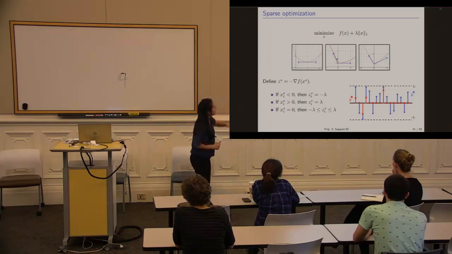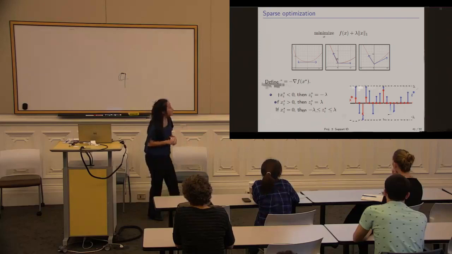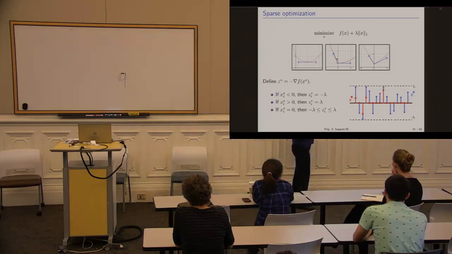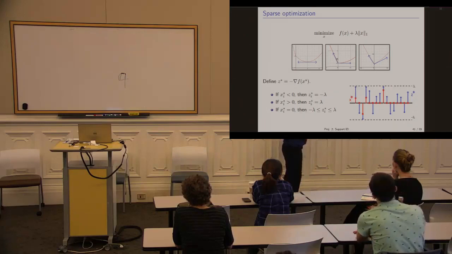Then we set everything equal to zero, and we do some algebra, and we get that if x_i star is negative, then if I define z star as the negative gradient, z_i star is negative lambda. If x_i star is positive, then z_i star is lambda. That's just done by taking everything and setting it to zero.